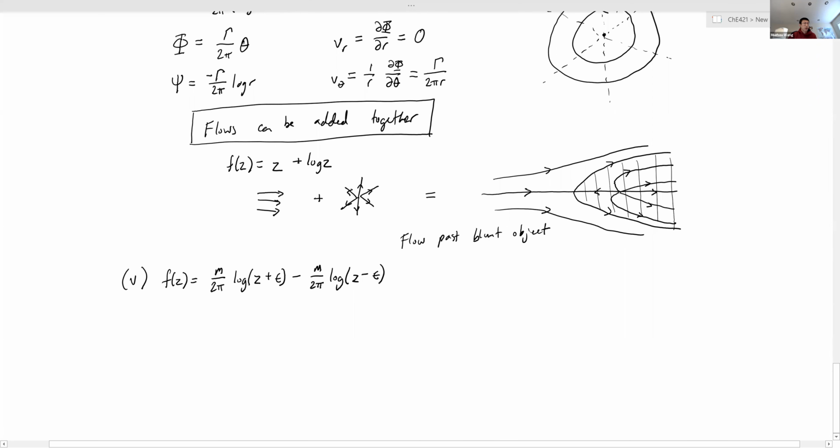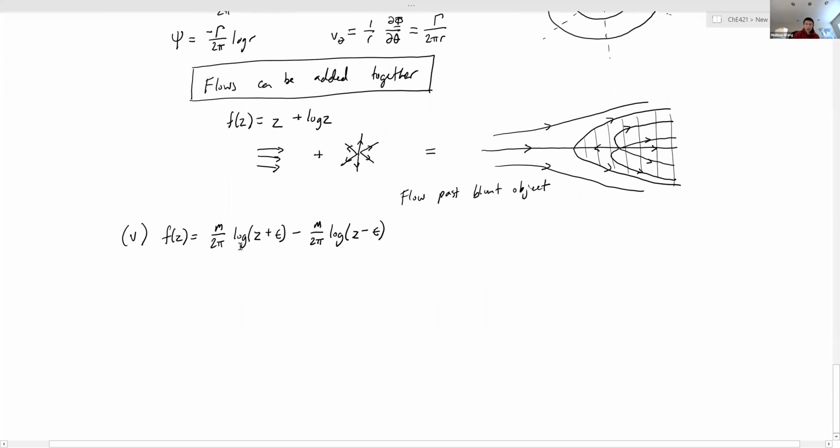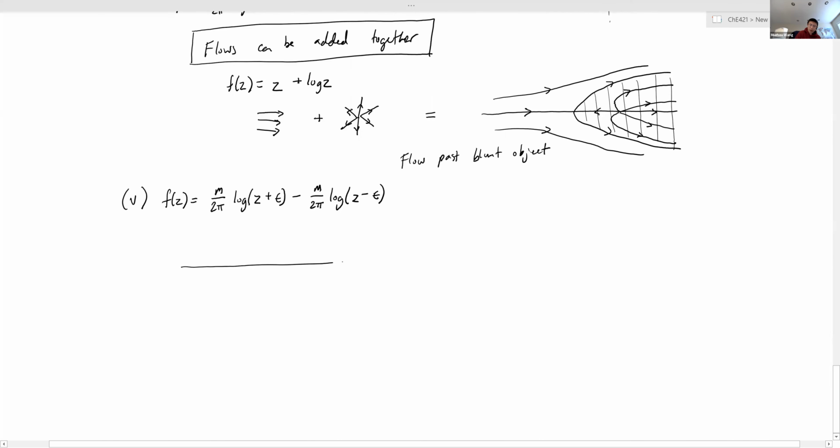That's at a position plus epsilon, okay? By inspection, because we know what m over 2 pi of log z is going to look like, we should be able to just draw what the streamlines of this would look like. If here's my complex plane, you would have a source right here at a position of 0, negative epsilon, and you would have a sink right here at a position of 0, epsilon. And so the streamlines would look something like this.